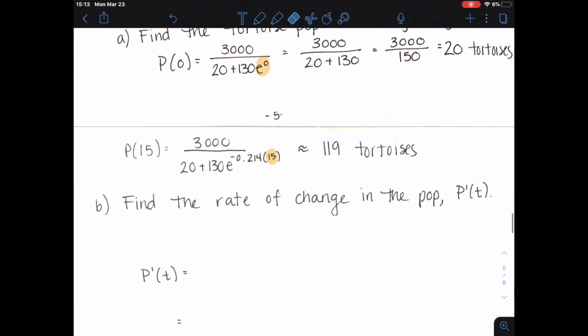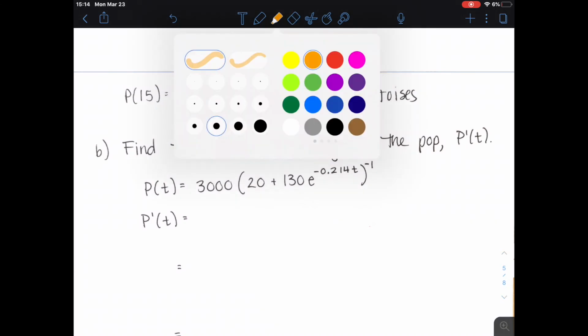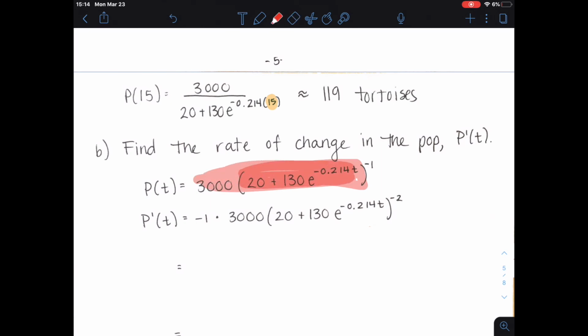So what we want to do now is see what is the rate of change of the population of these tortoises. Okay. So we've got our initial function P of t. If you rewrite it a tiny bit, this is in the denominator, so you just get the denominator to the -1 power. So if we want to differentiate this, you've got a function in a function. So it's this function inside that power. You've just got to apply the power rule. So the -1 comes out front. You keep all of this exactly the same, but the exponent just becomes -2.